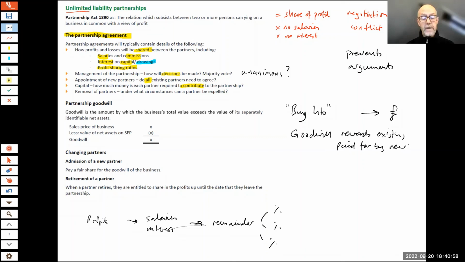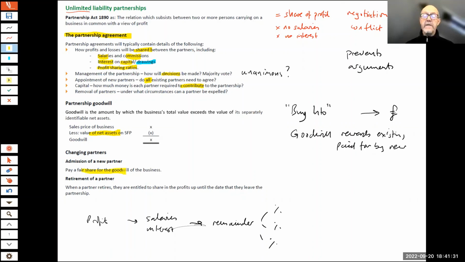And again, we're not going into the mechanics, but this is what goodwill is. It's the difference between what you can see in measurable assets and the actual value that we put on the business. We're not necessarily selling the business. And that enables a new partner to pay a fair share for the hard work that over a period of years the existing partners have put in.